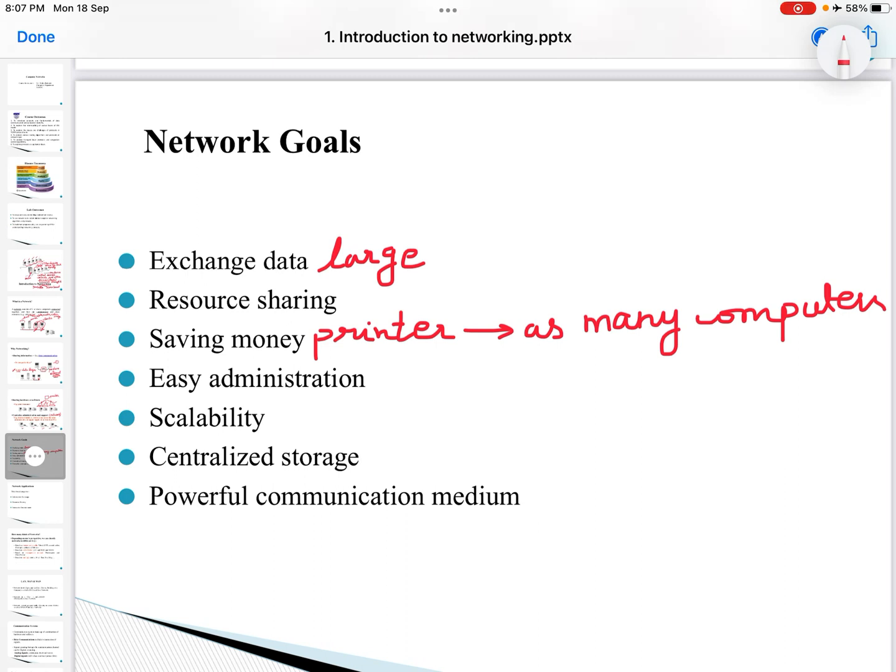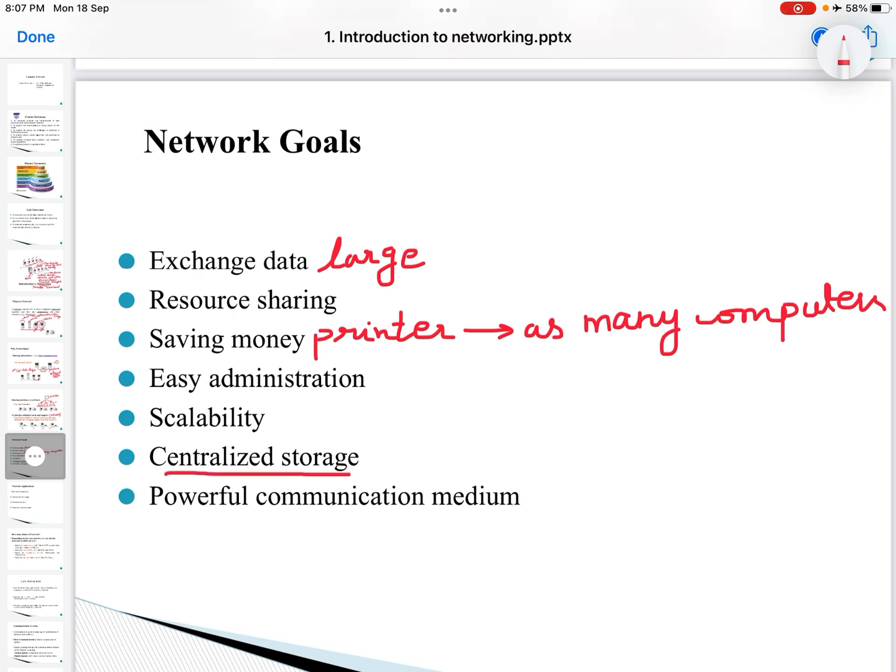You don't have to buy one single computer with one single printer. You can have only one centralized printer connected to all the computers. Easy administration, scalability.